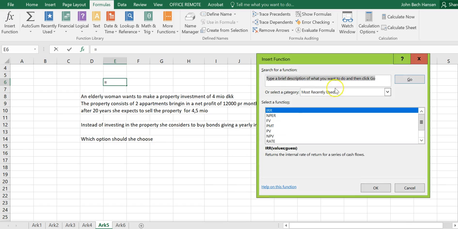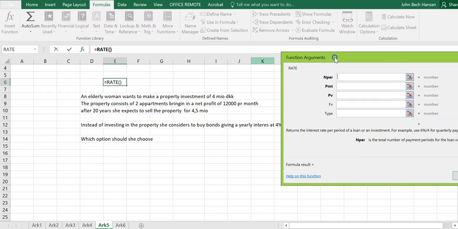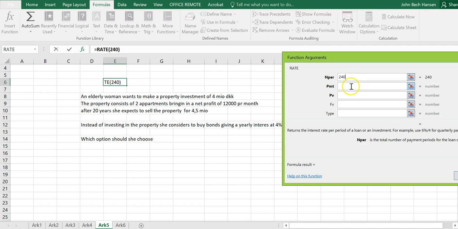So I'll go up and grab this rate, and I'll say that the number of periods here, we're talking about 20 years, and we have a profit every month. So it's 12 times 20, so it's actually 240 months. So it's a fairly long time investment. And the payment, the profit I get every month, 12,000. And the present value was minus, because I'm paying out 4 million. And I get back 4.5 million at the end of the 20 years.